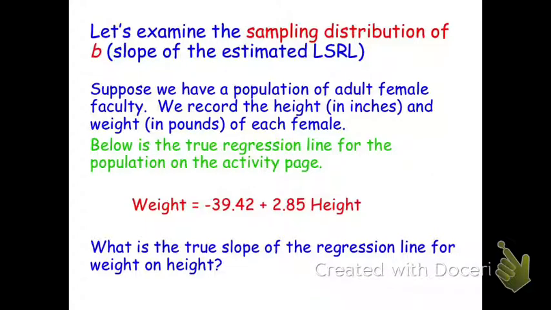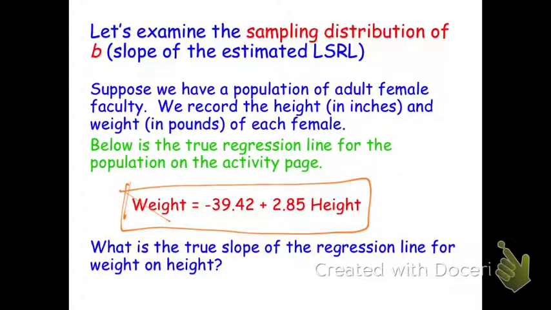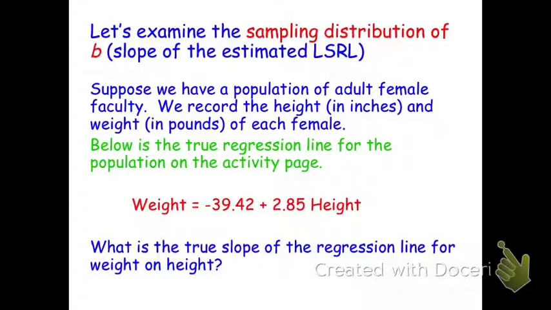Here we have this formula. So weight equals negative 39.42 plus 2.5 height. What is the true slope of the regression line? Like if I had a question that said, what is the true slope? Well, what symbol would I use first of all if I'm saying the word true? It's the population one, right? Slope is B, so Beta. And what's the slope in this problem? Which number? 2.5. So beta is 2.85.